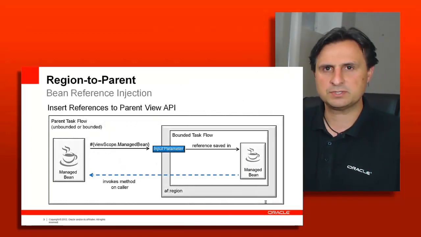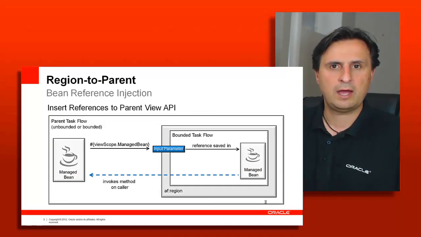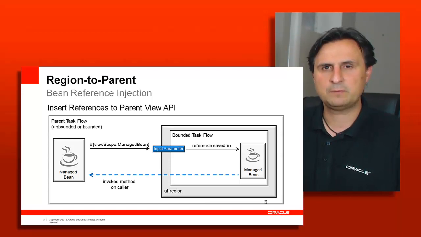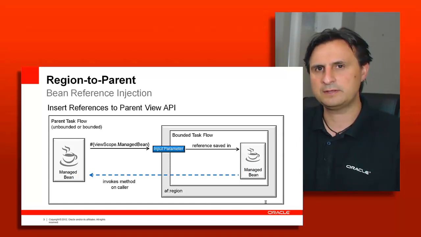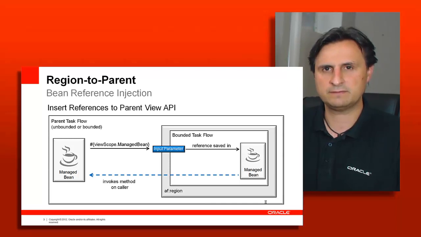So the first pattern to introduce is Chaperone. As we see here in this little diagram, we have a bounded task flow, and this bounded task flow has an input parameter defined. Now this input parameter accepts a bean injection.